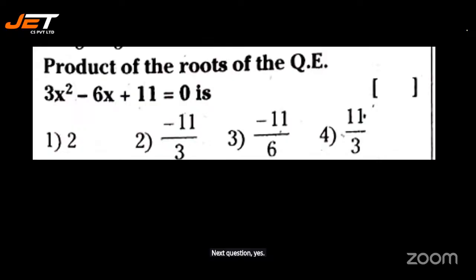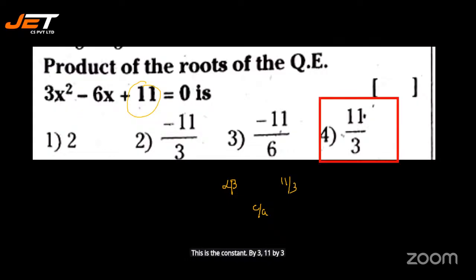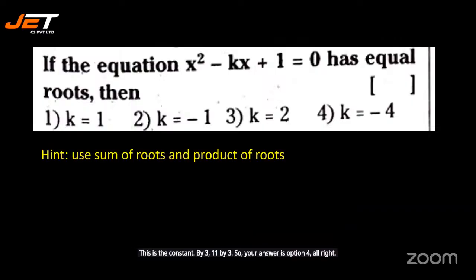Yes. Product of the roots of the quadratic equation 3x square minus 6x plus 11 is equal to 0. So what is the product? It is alpha beta, isn't it? So alpha beta means c by a. So 11 by 3. That is c by a means what? Your constant divided by the coefficient of x square. So what is the constant over here? This is the constant, 11, by 3, 11 by 3. So your answer is option 4. All right. Now let's move on to the next question.